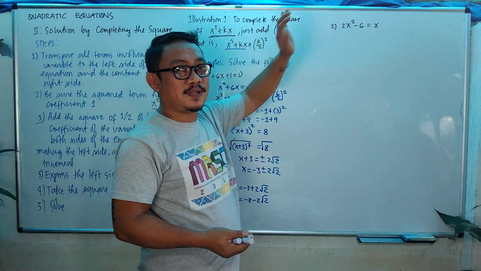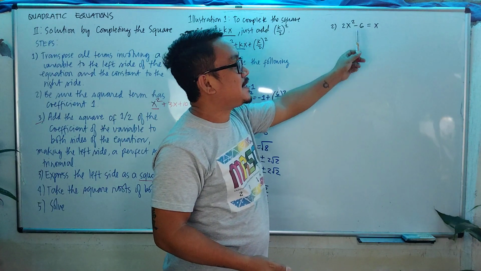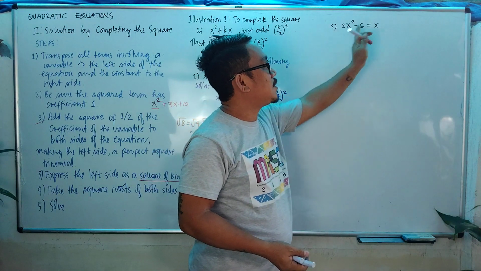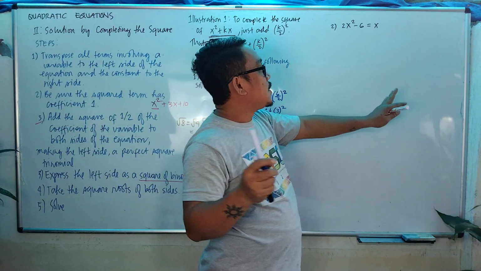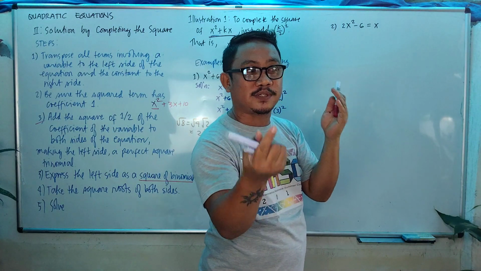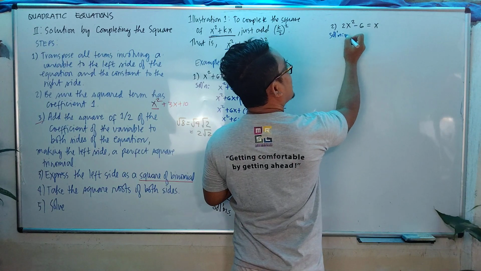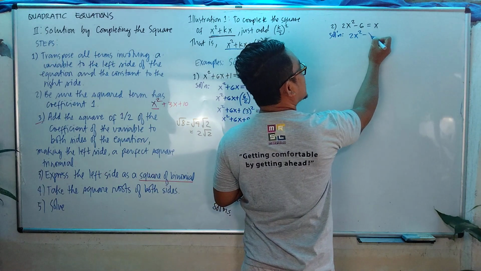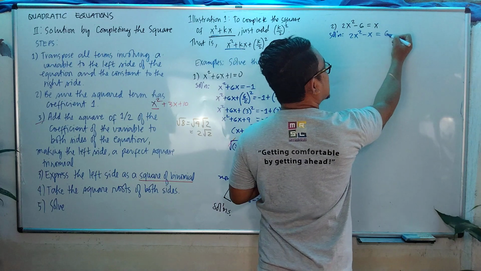Okay, so let's move on to another example. You are given 2x squared minus 6 is equal to x. Now, try to observe what is given, class. What can we do? Try to analyze our steps. There is a constant on the left side and an x on the right side. We will transpose each of them. So you have 2x squared. This x we move to the other side, minus x is equal to, and this negative 6 we move to the other side, so it becomes positive 6.